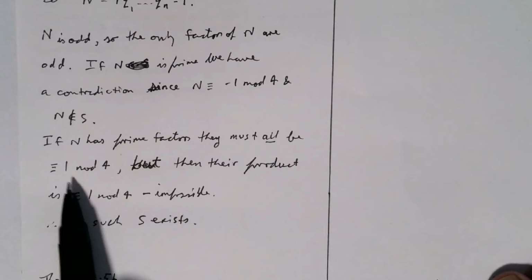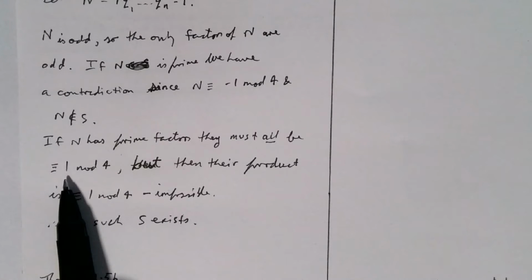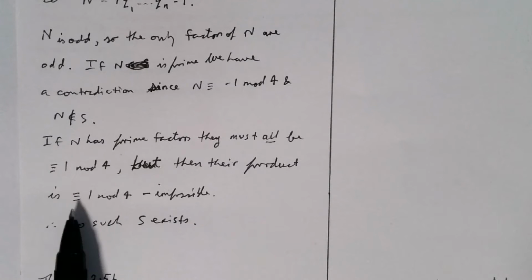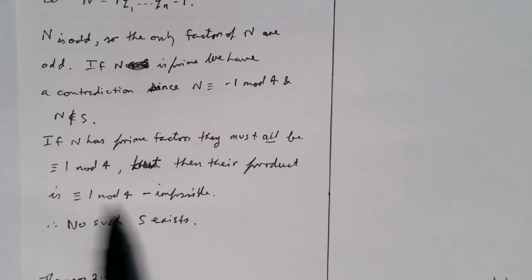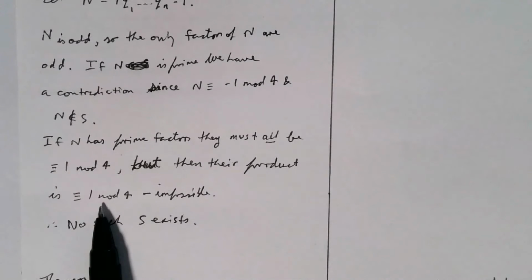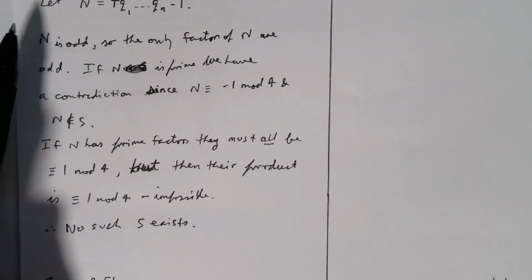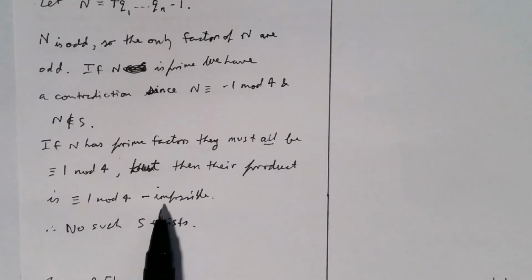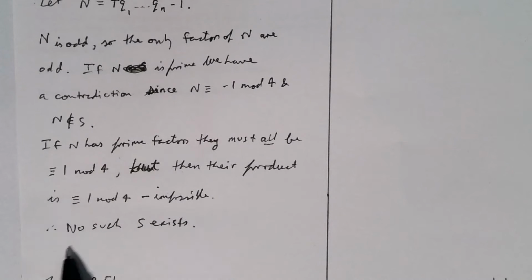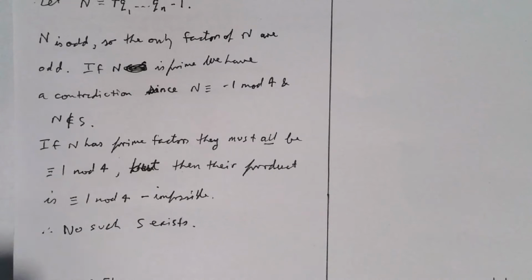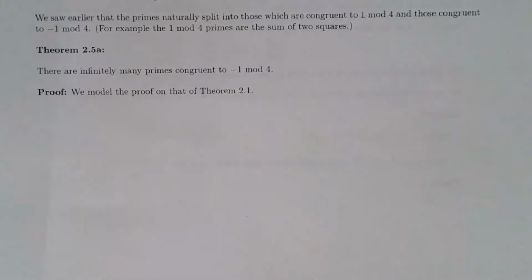But the trouble is, when you multiply numbers together that are congruent to 1 mod 4, the product is congruent to 1 mod 4. The product of all those prime factors is going to be my n, and n is minus 1 mod 4. So that's a contradiction, and so no such set exists. The proof is fairly similar to that based on Euclid's idea.